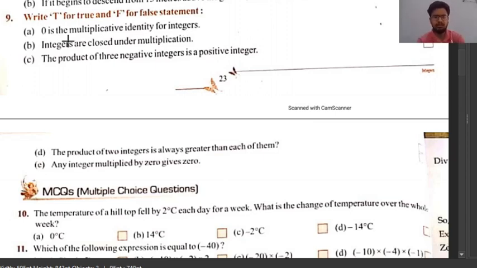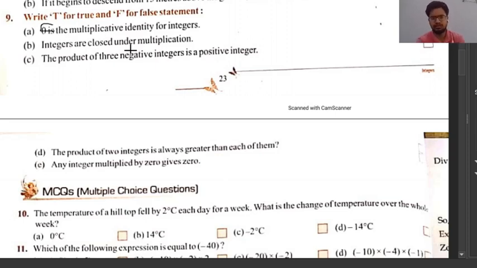If you multiply 2 by 0, you will get 0. It means you are not getting 2. It means 0 is not the identity. If this is not the identity, what do you say here? You say this is false. Okay. Next.